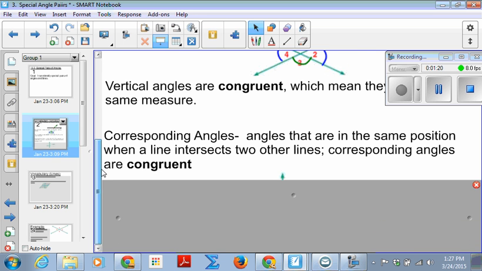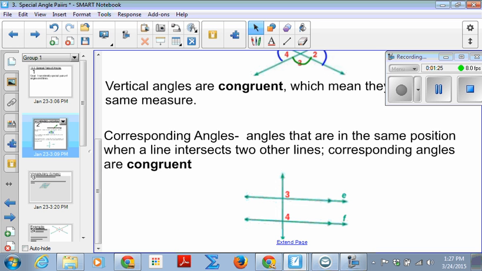Next, we have corresponding angles. Corresponding angles are angles that are in the same position when a line intersects two other lines. Corresponding angles are also congruent, which means they have the same measure. So the way I think about it, with corresponding angles, they look the same. They're in the exact same spot.